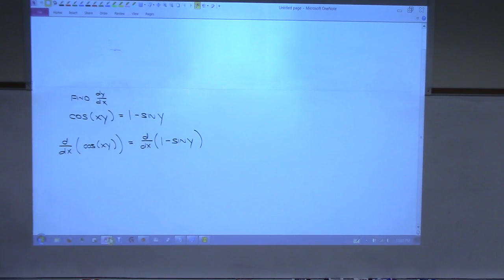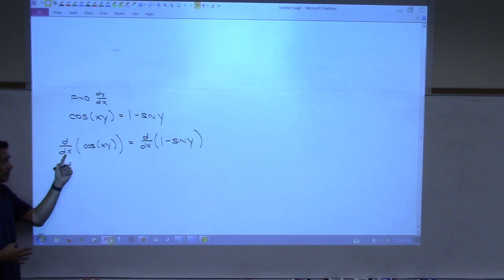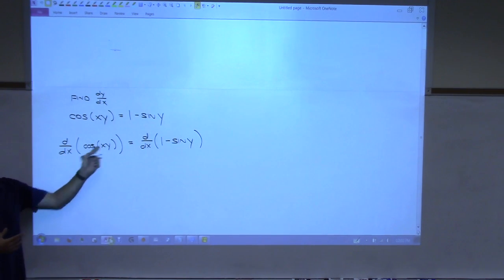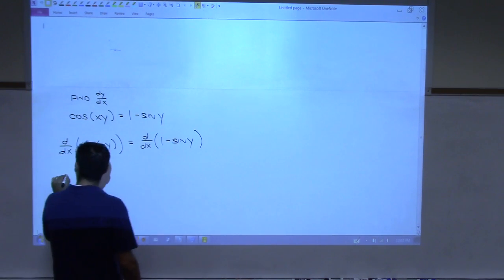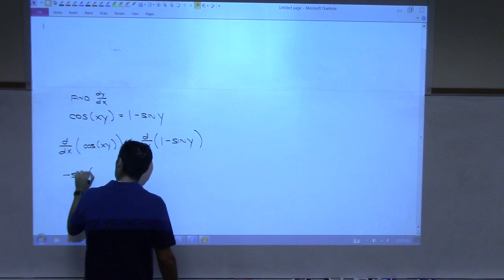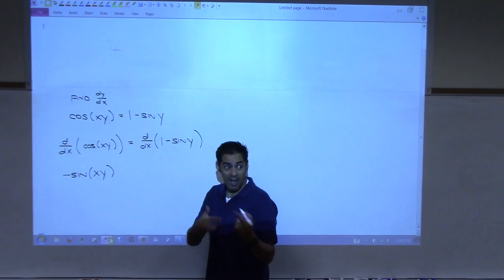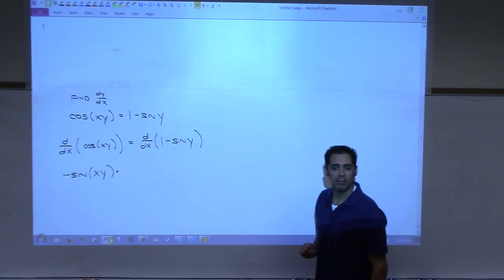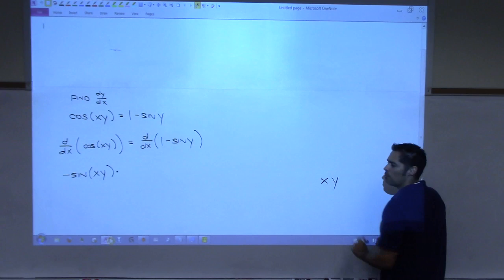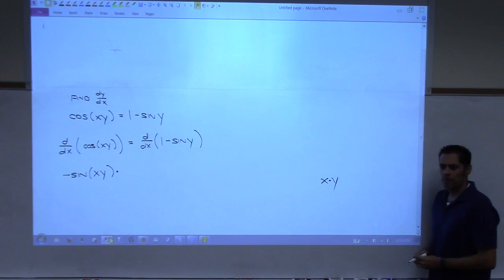X times y. So chain rule, you have to start with the outer layer. What is the derivative with respect to x of cosine of something? Negative sine of that something. So I'm going to say this is negative sine of x times y, times the derivative of what was in there. So let me write that down over here. This is what was in there. I need to take its derivative, but it's a product.